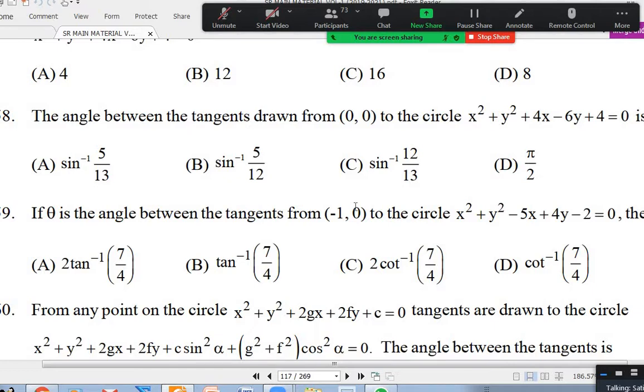Okay, for both 58 and 59, we have the formula tan theta by 2 equal to r by root S11. You can use that, you'll get tan theta by 2. But if they want the answer in terms of sin theta, you can write sin theta equal to 2 tan theta by 2 by 1 plus tan square theta by 2. Maybe 59 is more direct, directly tan theta by 2 equal to r by root S11 you may get. Okay.